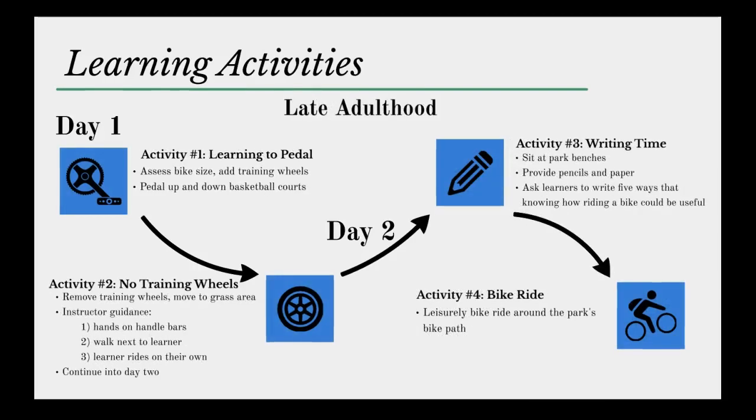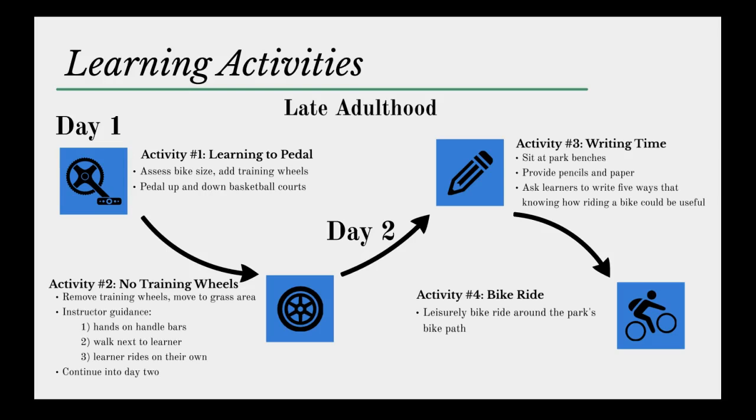For late adulthood, on the first day for the first activity, I will start the learner off on a flat surface such as the basketball court of the public park with an appropriately sized bike with training wheels. They will pedal from one end to the other and back to feel comfortable pedaling. This will be repeated until they reach the mastery of pedaling while using training wheels.